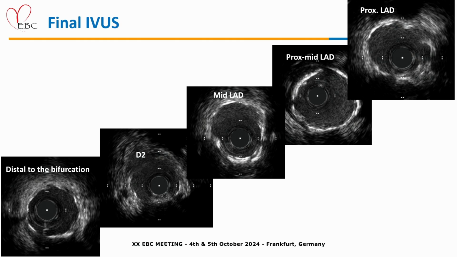This is the final IVUS. You can see distal to the bifurcation, at the level of the bifurcation, and proximally.